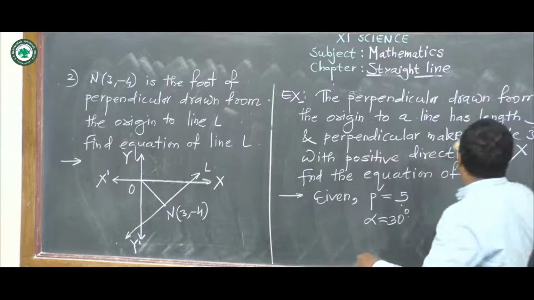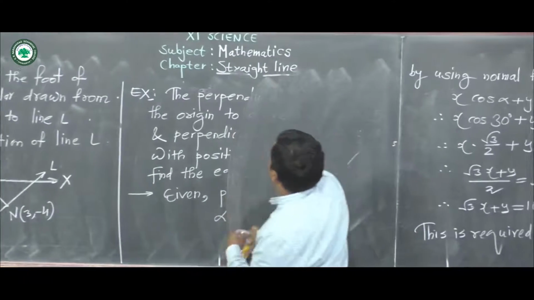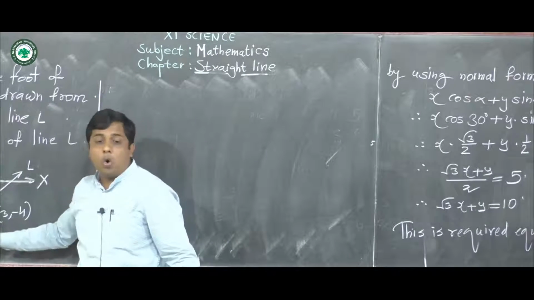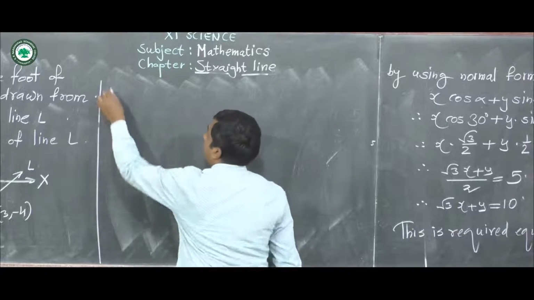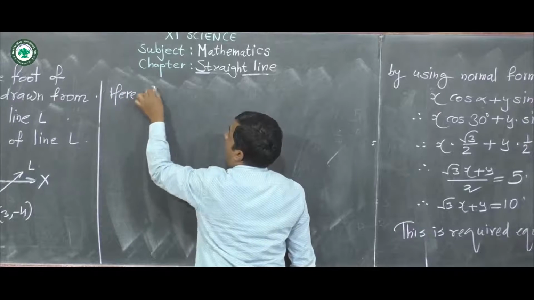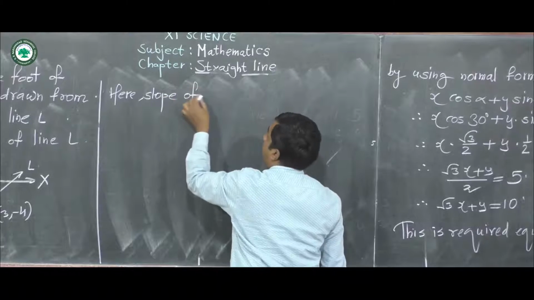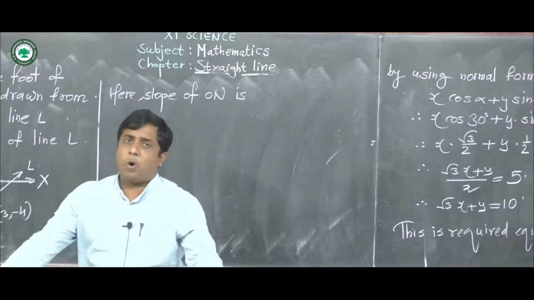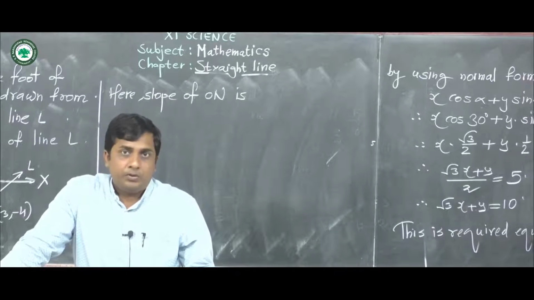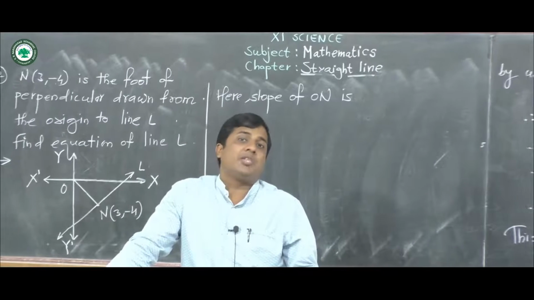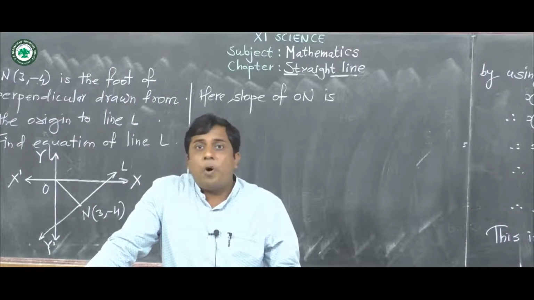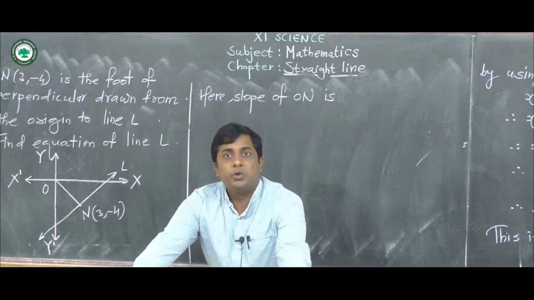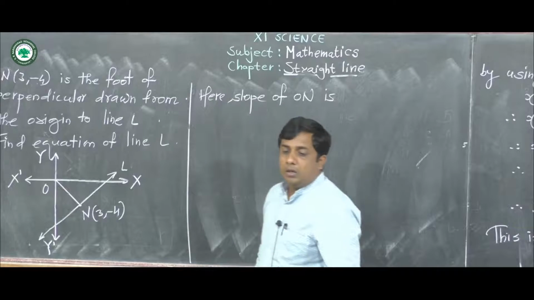Okay, so very simple part it is. Firstly, here we find slope of the segment ON. Okay, we directly go with this part. Here, slope of ON is, here remember, if in our line we have 2 points having coordinates x1, y1 and x2, y2, then the slope of this line is y2 minus y1 upon x2 minus x1. So using this part, we find slope of ON.